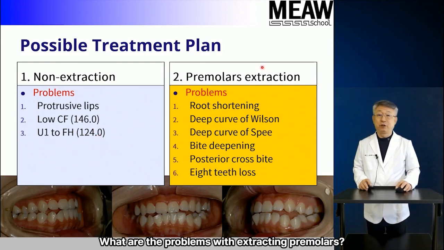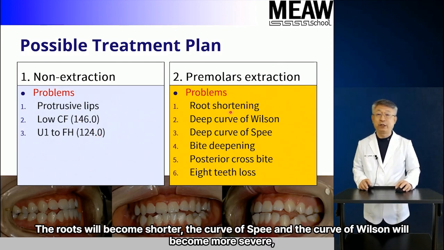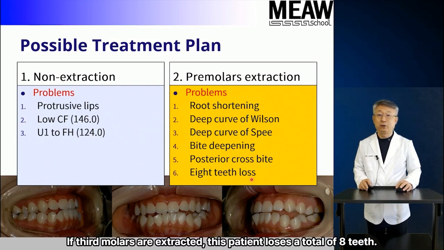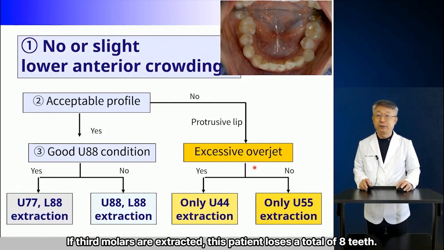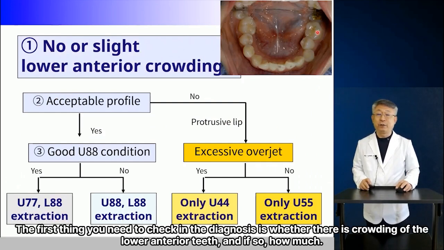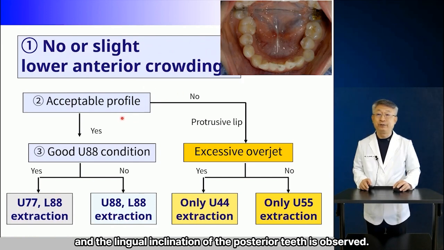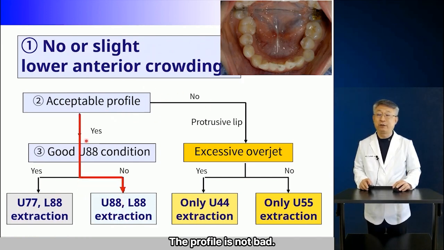What are the problems with extracting premolars? The roots will become shorter, the curve of Spee and the curve of Wilson will become more severe, and the posterior crossbite will worsen. If third molars are extracted, this patient loses a total of 8 teeth. The first thing you need to check in the diagnosis is whether there is crowding of the lower anterior teeth, and if so, how much. In this patient, the crowding of the lower incisor is mild, and the lingual inclination of the posterior teeth is observed. The profile is not bad.